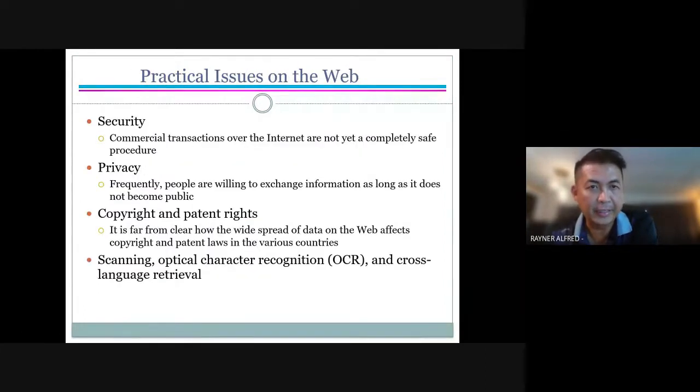Okay, and some other issues like security, privacy, copyright, and patent rights, and also OCR and cross-language retrieval. These are some of the issues that we are dealing with when we talk about IR, like the privacy of our WhatsApp, our Facebook, and so on.